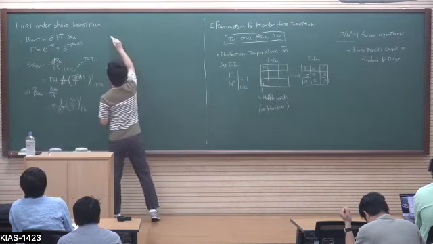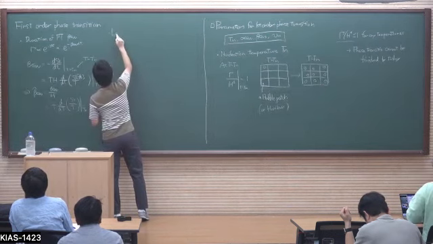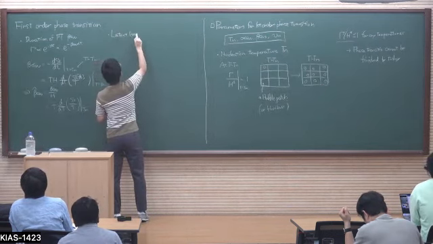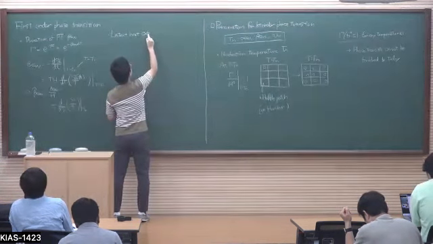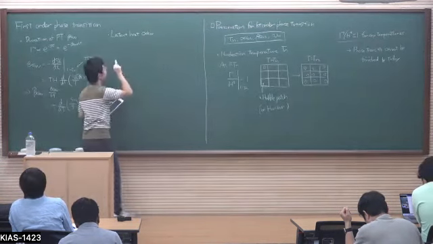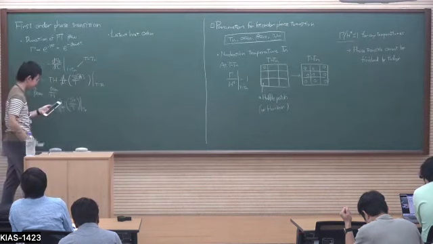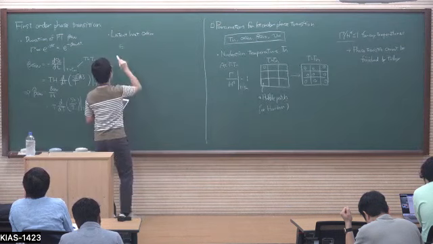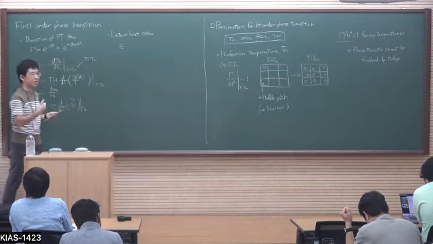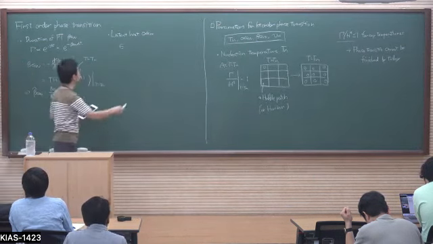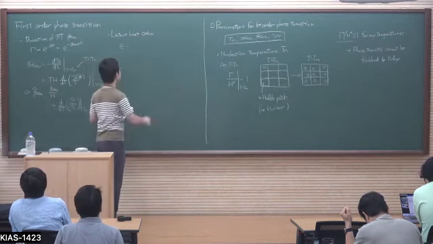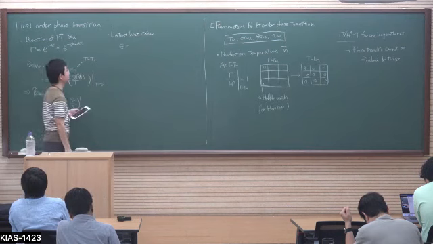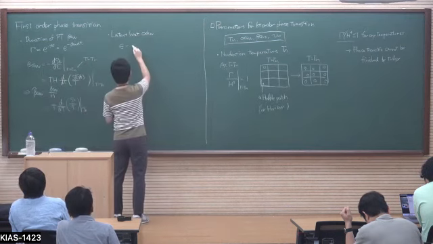And the third one is latent heat. It is defined by the first order phase transition, so we write the latent heat as alpha zeta. In general, when the first order phase transition occurs in the early universe, the released latent heat can be expressed in this form.